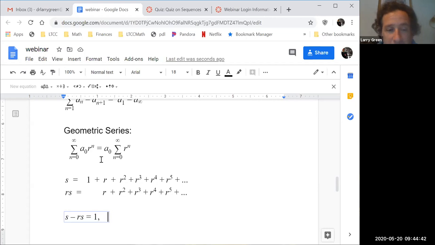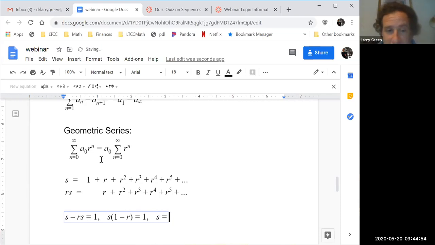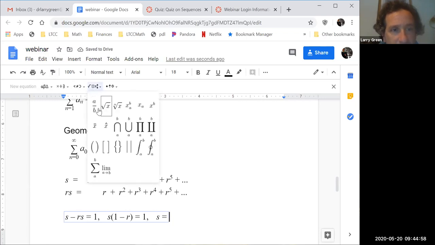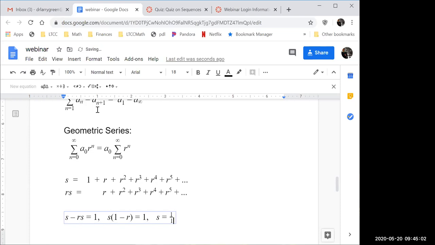So what we can do is factor out the S. So we get S times 1 minus R equals 1. Y'all good with that? And then we can solve for S. S is equal to the fraction 1 over 1 minus R.